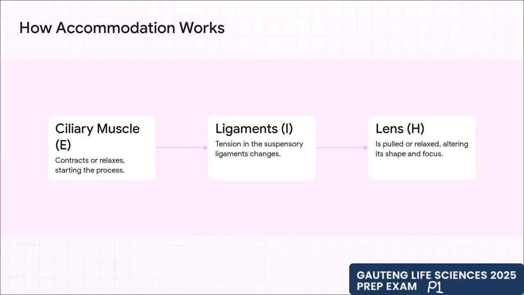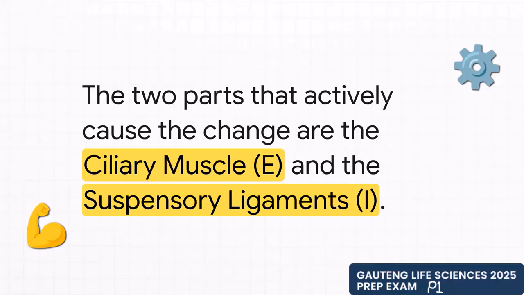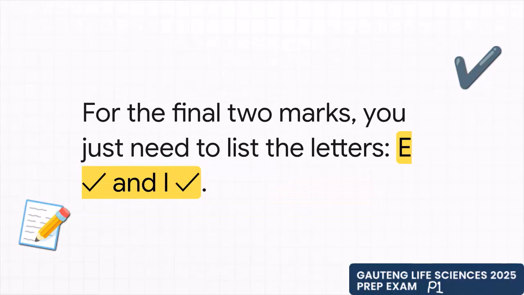Let's follow the chain reaction here. It all kicks off with the ciliary muscle, which is part E. When it either squeezes or relaxes, it changes the tension on the suspensory ligaments, which is part I. And since those ligaments are attached directly to the lens, part H, that change in tension is what pulls or squishes the lens into a new shape, changing its focus. So, the 2 parts that are actively making this happen are the ciliary muscle, E, and the suspensory ligaments, I. They're a little team working together. And for those final 2 marks, all you need to write are the letters E and I. That is it. Question 1.6 completely solved.